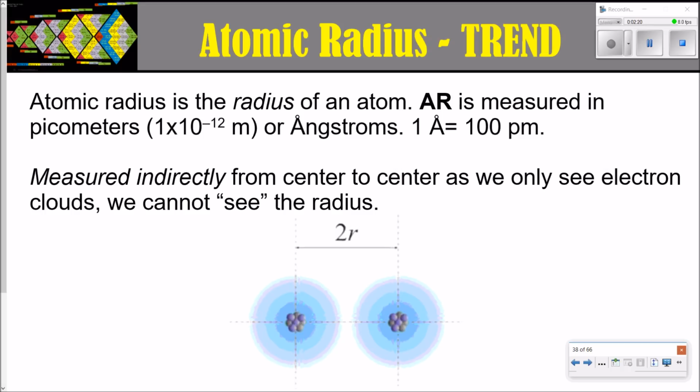The first trend that we're going to talk about is atomic radius. It's the radius of an atom. It's going to be measured in picometers or angstroms, and this is the unit for that. It's 1 × 10⁻¹² meters. It's going to be measured indirectly from center to center of an atom, because we can only see electron clouds. We can't actually see the radius. So it's going to be measured from the middle here straight over here.